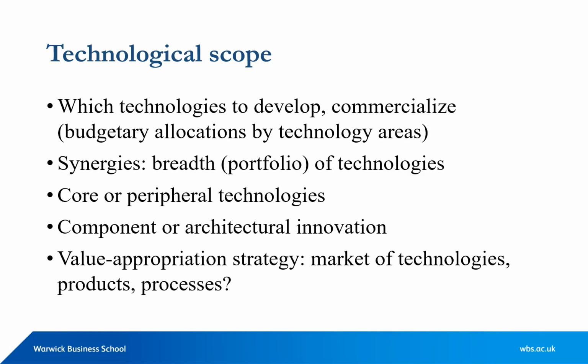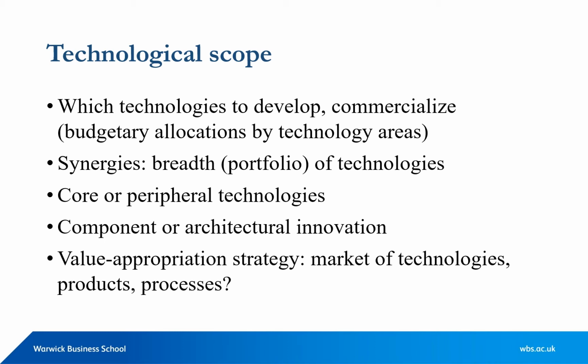Now the second decision area. What should be the technological scope of the firm? Which technology should it develop and commercialize? This decision influences firms' entry into technology areas and the related budgetary allocation decisions. Secondly, what should be the firm's portfolio of technologies? That is, how will it derive synergies from working simultaneously on many technologies? As you will see in this week's case, Samsung decided to work on 3 emerging technology areas and derive synergies.